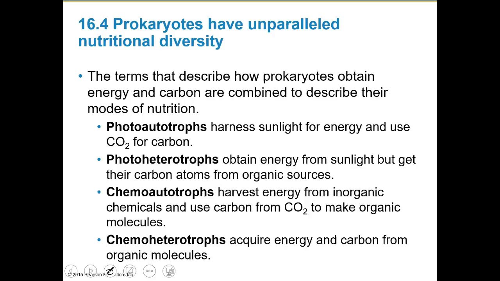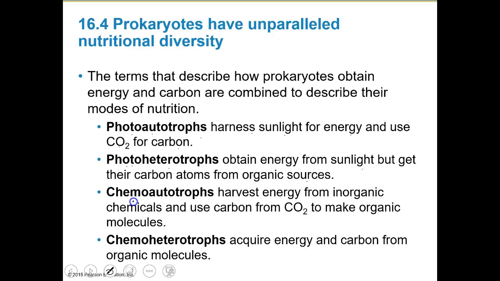So we have a whole mix of things, and these get really confusing, so I'm not going to spend too much time on it when we're limited already. We have photoautotrophs, which harness sunlight energy and use CO2 to make their own sugars. So they use light to self-nourish. Photoheterotrophs use light but different nourishments.